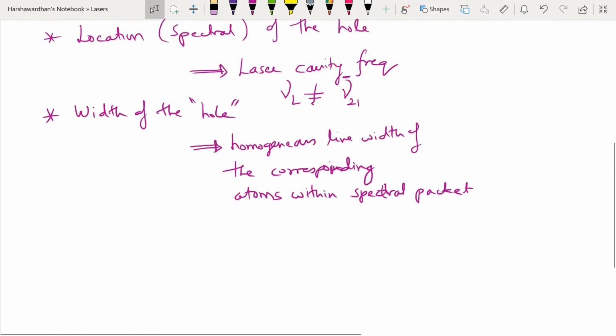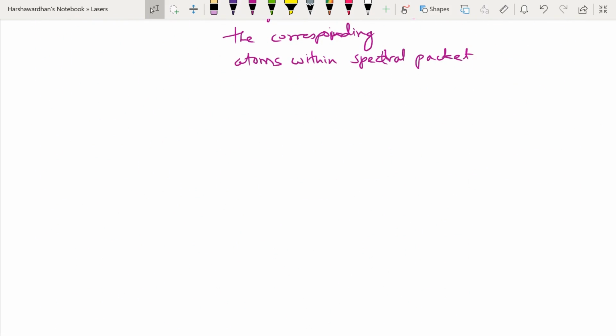So now let's concentrate a little bit on the Doppler broadening specifically. This particular effect that we are going to talk about, which is the spectral hole burning in the Doppler broadened case, was actually envisaged, discovered, and experimentally realized by Lamb.